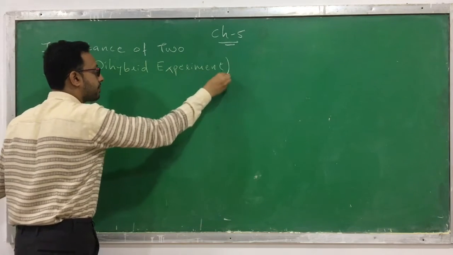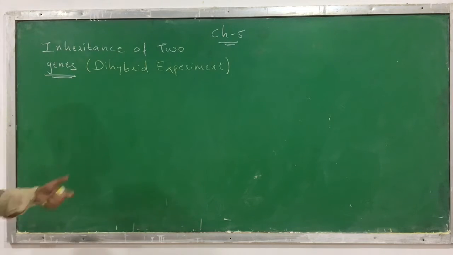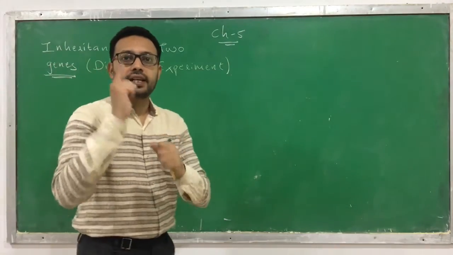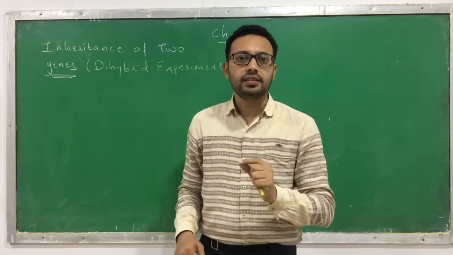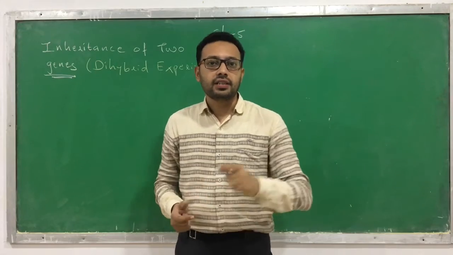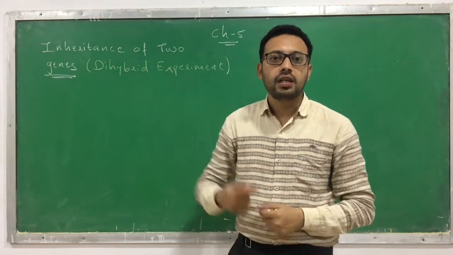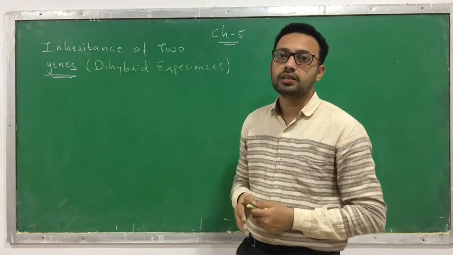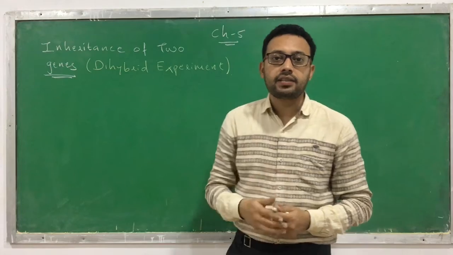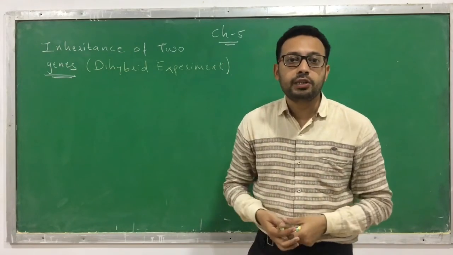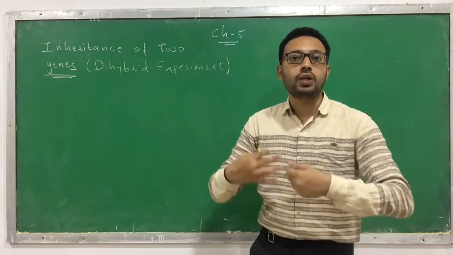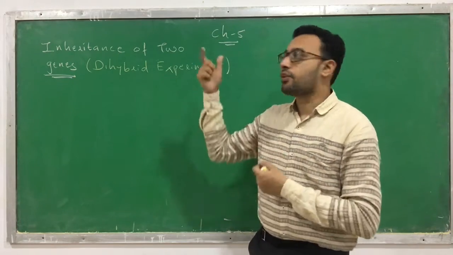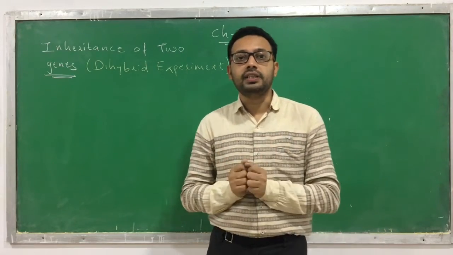Dihybrid experiment. In a monohybrid experiment, or inheritance of a single gene, we discussed only one character, that is height, and there are two different alleles of height: capital T for tallness and small t for dwarfness. Here, in the inheritance of two genes, we will discuss two characters, how these two characters are going to be transferred, in what ratios, and which rule has been framed from this inheritance of two genes.